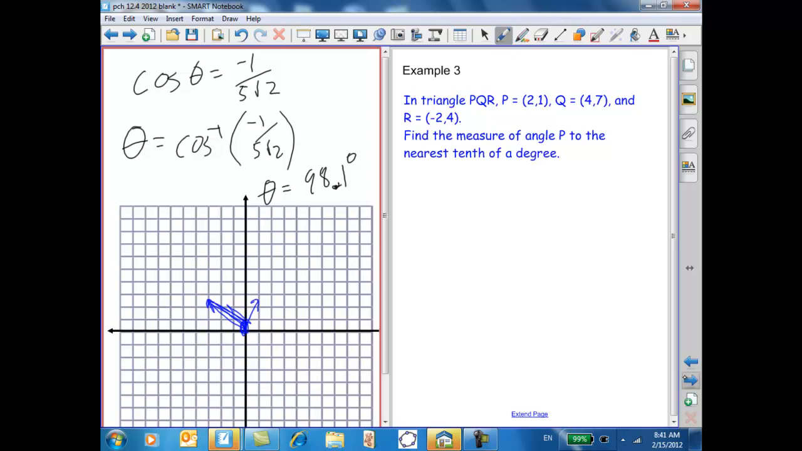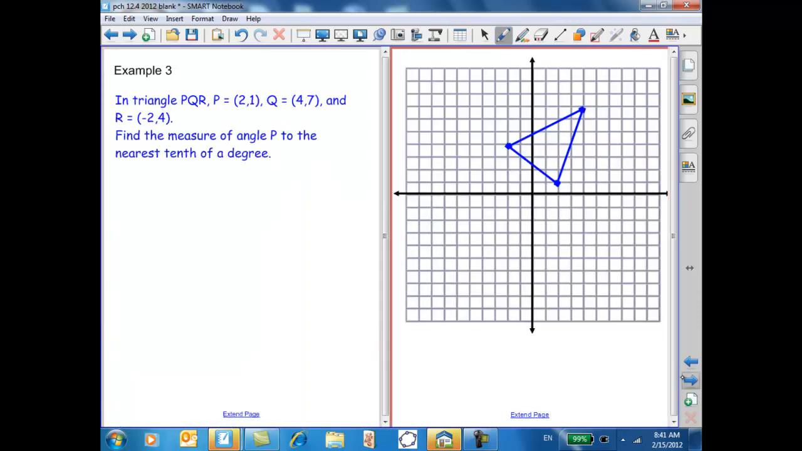Okay. Example 3, I think I got a picture for this one too. There's the picture. And notice you want to find the measure of angle P, which is right here. Here's P at 2, 1. And Q is at 4, 7. And R is at negative 2, 4. Find the measure of angle P, so you need to get the vectors that come together at P.